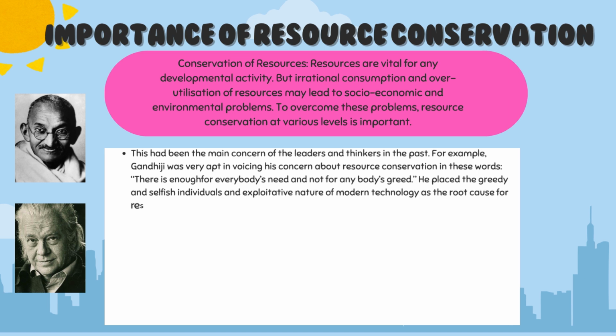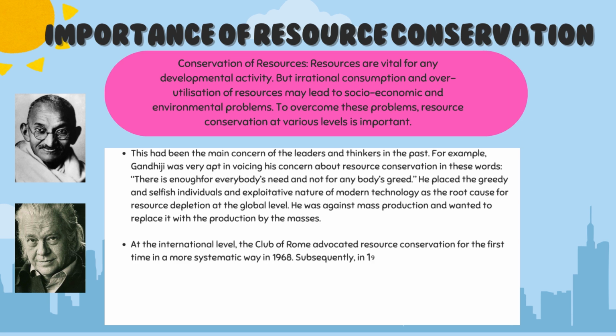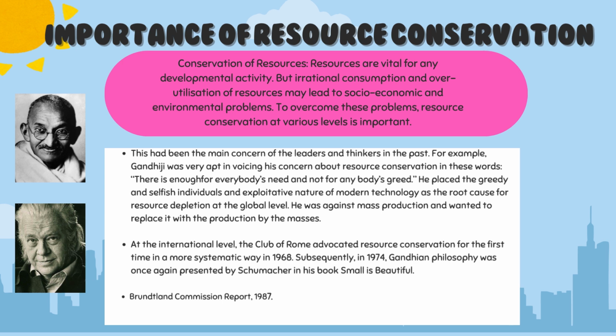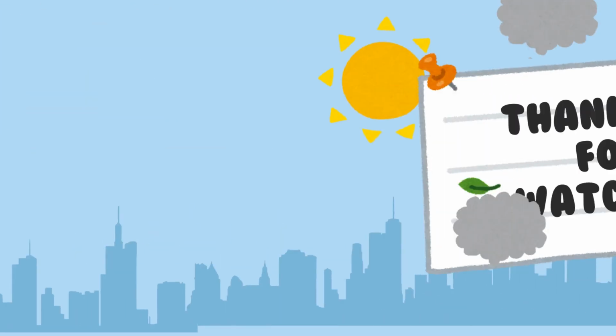Let us look at the international levels. Resource conservation was advocated for the first time in the year 1968 at the Club of Rome. In 1974, Schumacher in his book Small is Beautiful accepted Gandhian philosophy of resource conservation. In the year 1987, the Brundtland Commission report extensively mentioned the necessity of resource conservation. It advocated for the concept of sustainable development, which was subsequently published in a book titled Our Common Future.